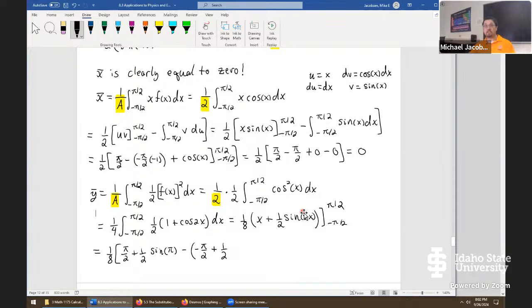Putting negative pi over 2 here gives us sine of negative pi, which is the same as sine of pi. Both of these evaluate to 0. Let's put some marks just to convey that. That cancels off. That cancels off. So we have 1/8 of, let's see, pi over 2 plus pi over 2 with the double negatives. That means it's 1/8 times pi. So it's pi over 8.